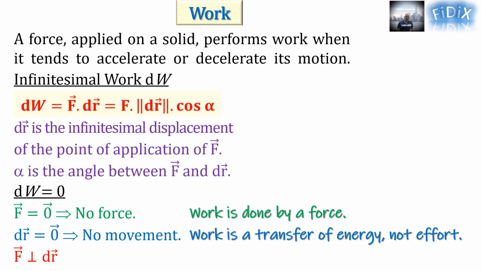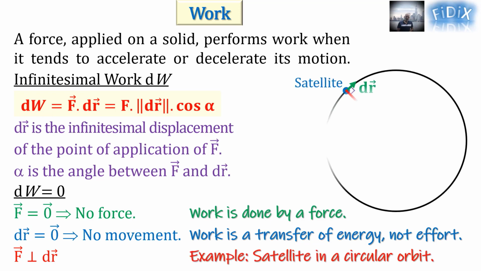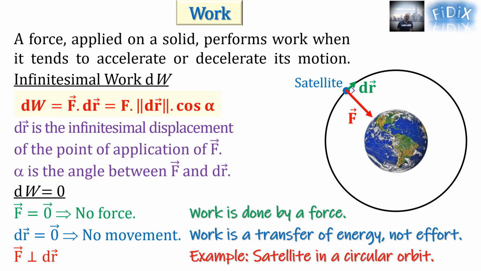A common example of this is a satellite in a circular orbit. In this case, the gravitational force exerted by the planet on the satellite is at right angle to its infinitesimal displacement vector at any instant along its circular path, and no work is done on the satellite. Hence, the satellite orbits with no change in speed.